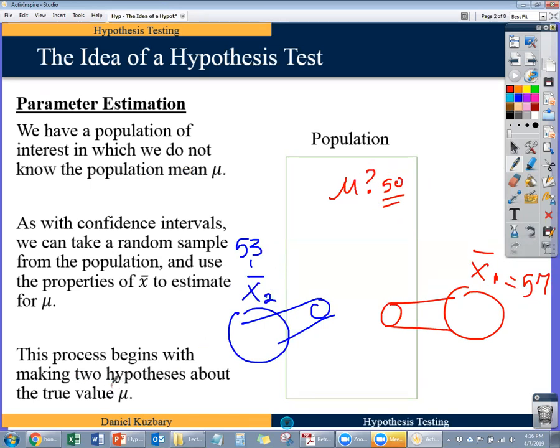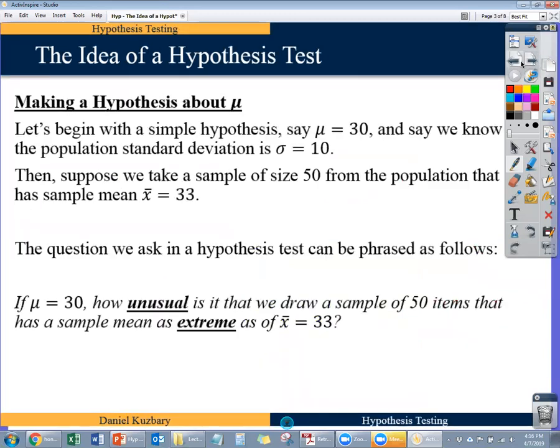So we're going to start by making hypotheses, and we're going to test whether they're good hypotheses or not. And the good thing is, regardless of whether our hypotheses are good, we'll have a lot of information that we can share as a result of our test.